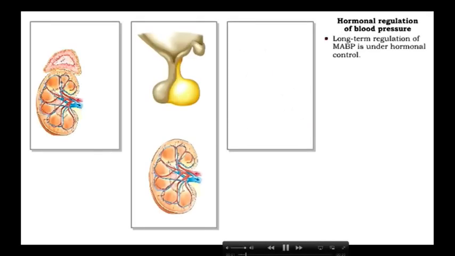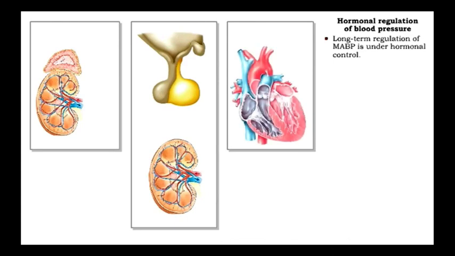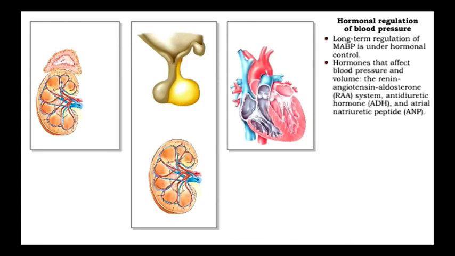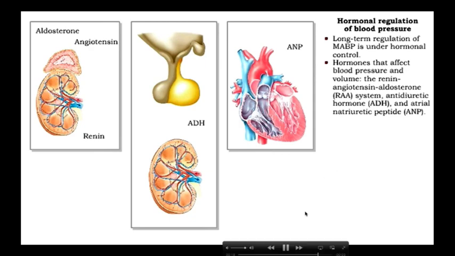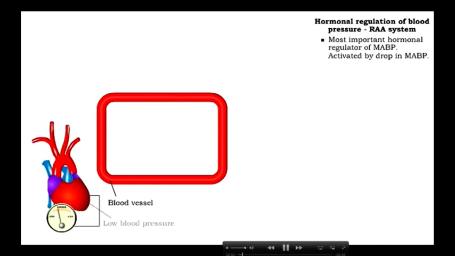Hormones regulate blood pressure over the long term. Regulating hormones include renin, angiotensin, and aldosterone, which form what is called the RAA system. Other important hormones are the antidiuretic hormone and atrial natriuretic peptide. Sometimes it was called the RAS system, the renin angiotensin aldosterone system. The RAA system is activated by a drop in mean arterial blood pressure.